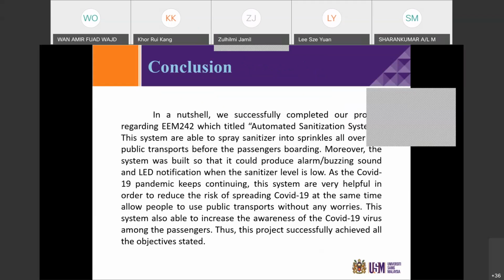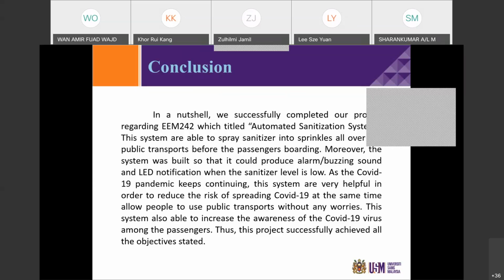Okay, thank you, Korika. So as a conclusion, we have successfully completed our project regarding our subject, which is EAM242, titled Automated Sanitization System. So our system was successfully able to spray the sanitizer all over the public transport before the passengers boarding. And also the system was built so that it could produce an alarm or buzzing sound and also LED notification when the sanitizer level is low or about to finish. So this would be very helpful for the bus or train operators to alert them to refill the sanitizer.